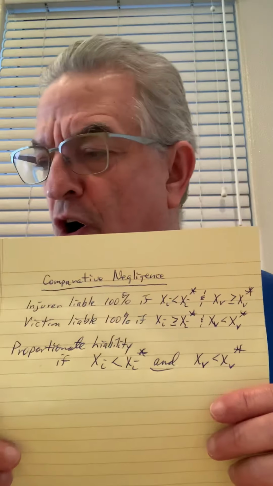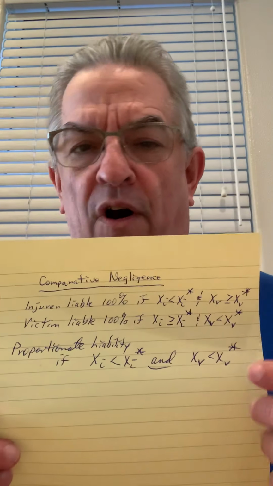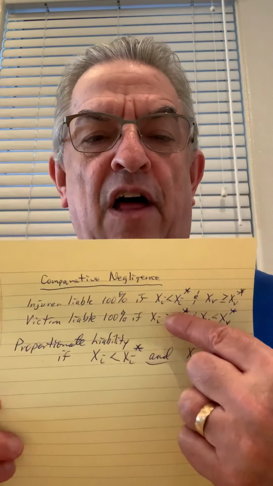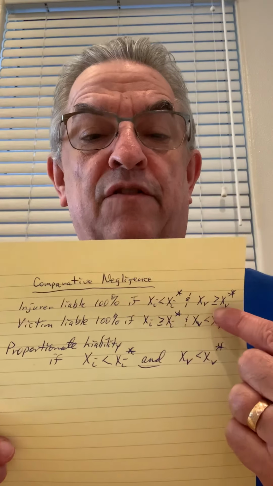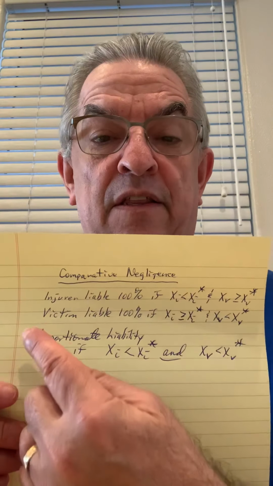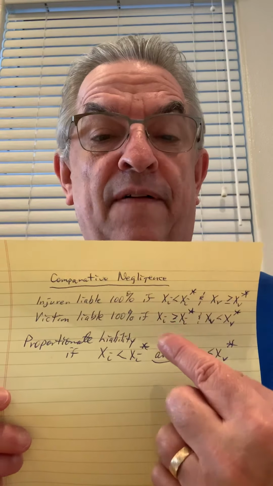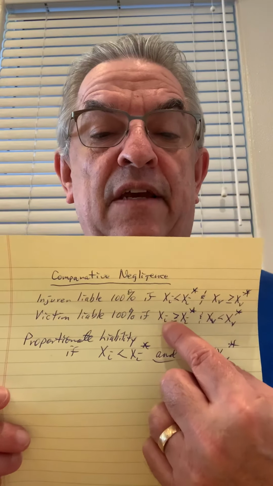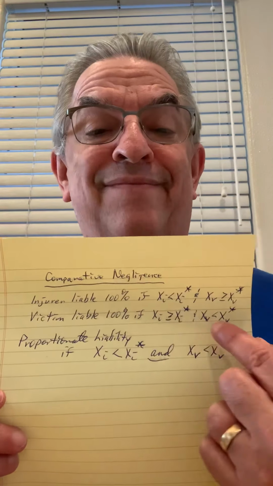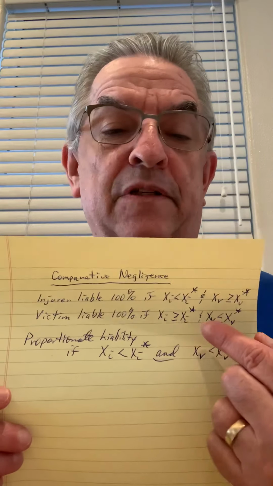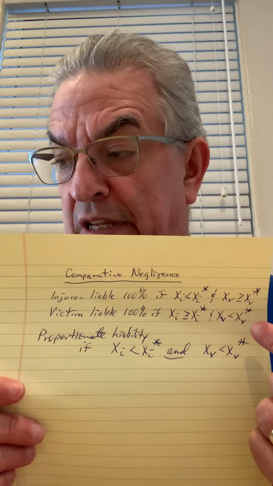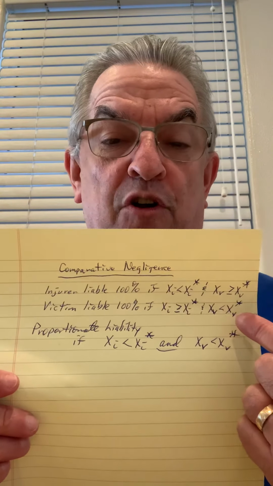a special circumstance. So we start exactly where we were before: the injurer is 100% liable if they took too little precaution and the victim took enough. The victim is 100% liable if the injurer took enough precaution. That probably seals the deal, and most certainly if they didn't take enough precaution.